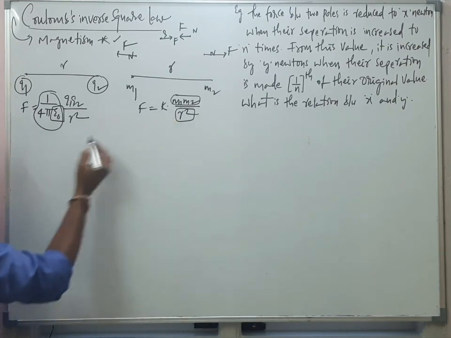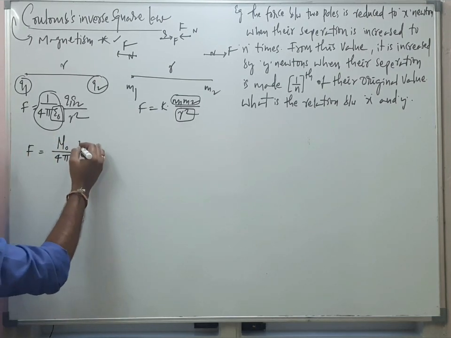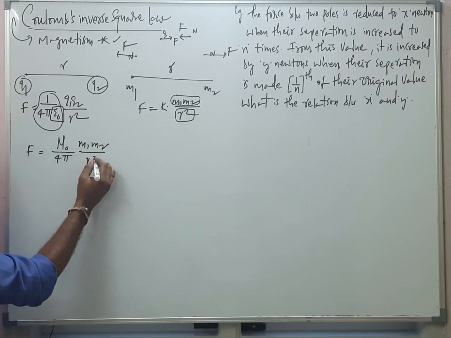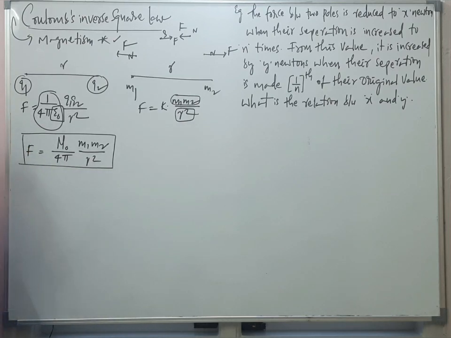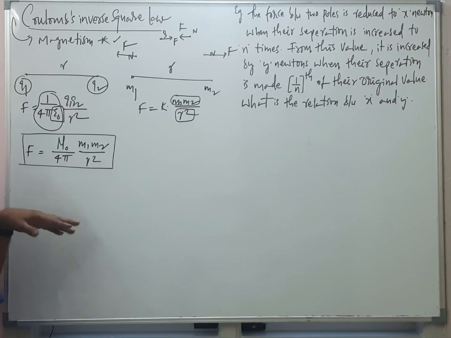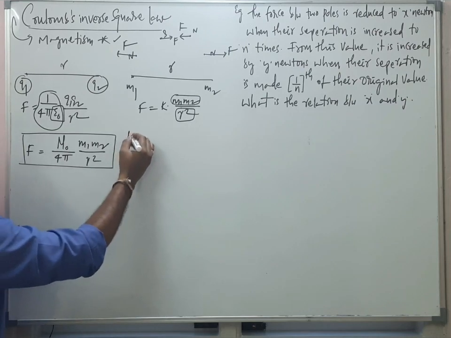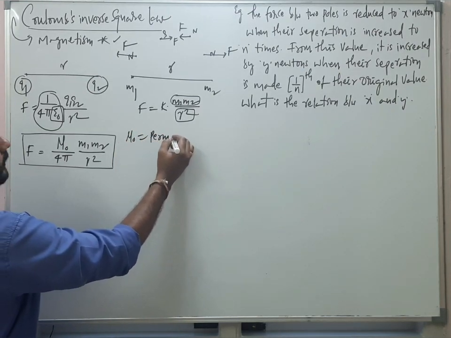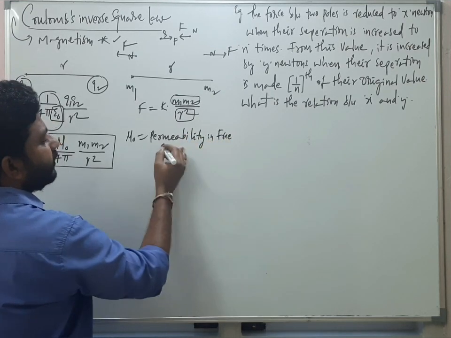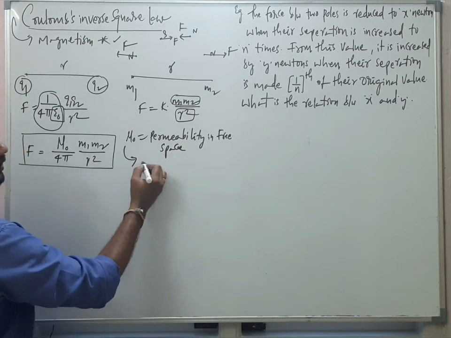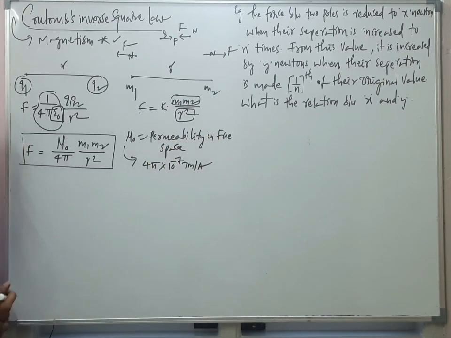That's it. So what is this K? I'm writing F is equal to mu naught by 4 pi into M1 M2 by R square. It's the final answer, the force of interaction between two magnetic poles. A lot of applications are there, which we will discuss in further classes. Now, what is this mu naught? We know mu naught is the permeability of free space. Its value is 4 pi into 10 raised to minus 7 Tesla meter per ampere.